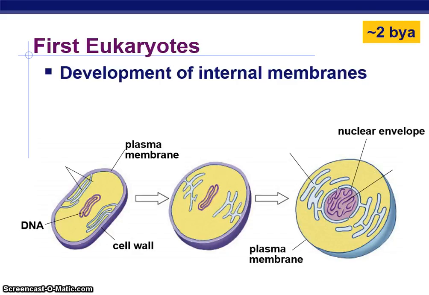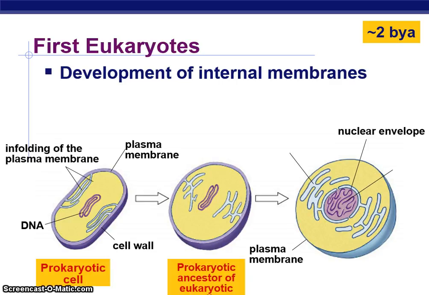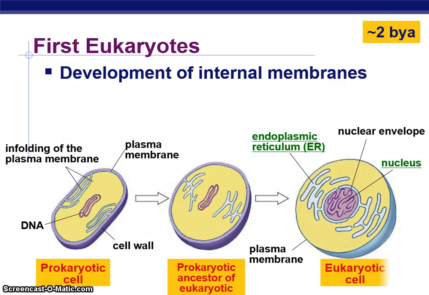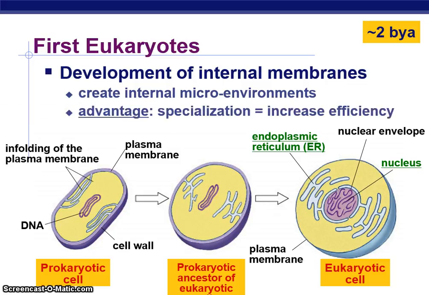So we know, or we assume, that our first ancestors looked a lot like bacteria today with no internal membranes. If you have these internal membranes, these folding in of membranes, you can start to form structures like the endoplasmic reticulum and the nucleus. And this creates microenvironments internally. The advantage is you can increase efficiency by specializing, just like our organelles do now. This allows for natural selection. If you're more efficient, you survive better, you leave behind more offspring, you increase in the population.